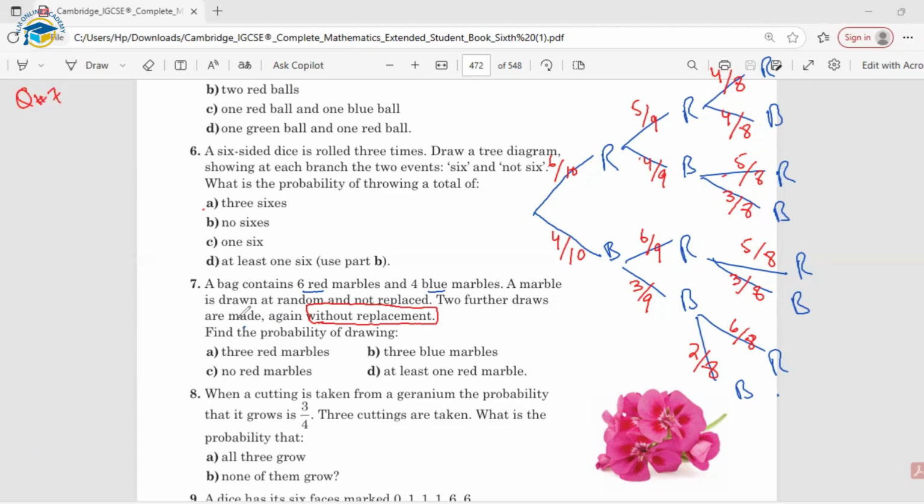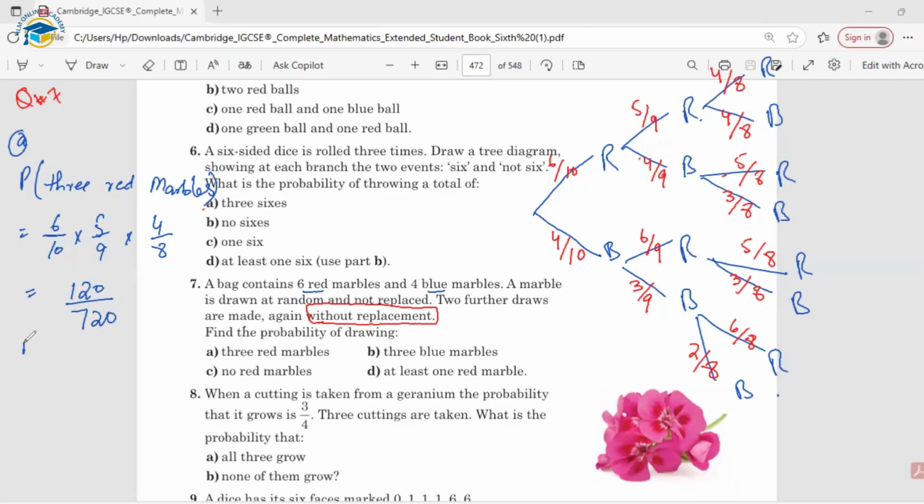Okay, so in the A part they're saying that we need to find the probability of 3 red marbles. Probability of 3 red marbles. 1 red marble, 2 red marbles, 3 red marbles. So 6 over 10 times 5 over 9 times 4 over 8. Multiply the numbers together. We have 6, we have 5, we have 4. These multiplications give us 120. Multiplying 10 with 9 with 8, it's 720. Okay.